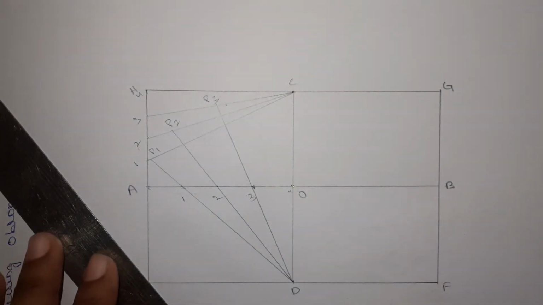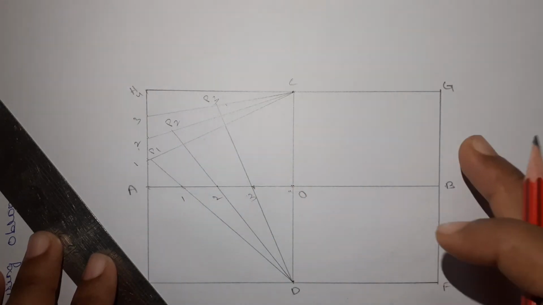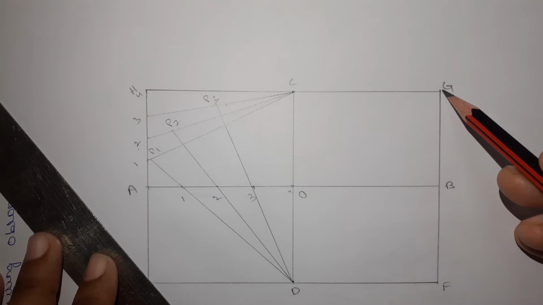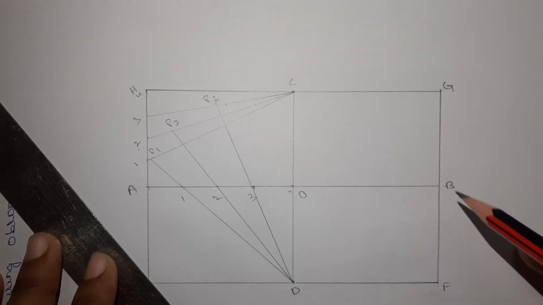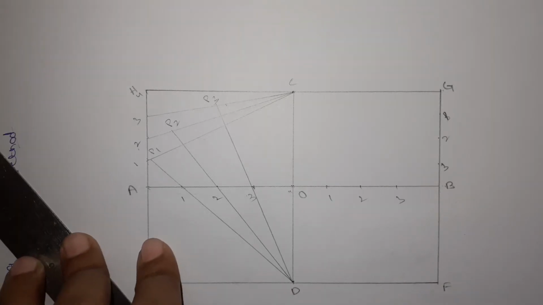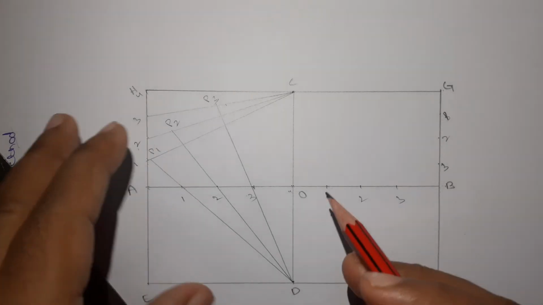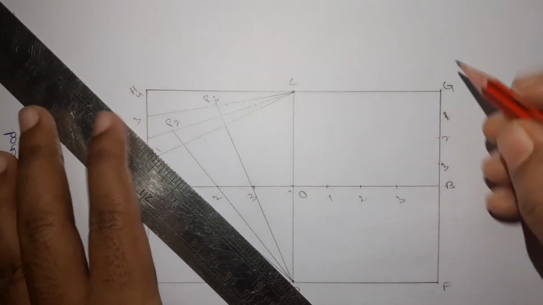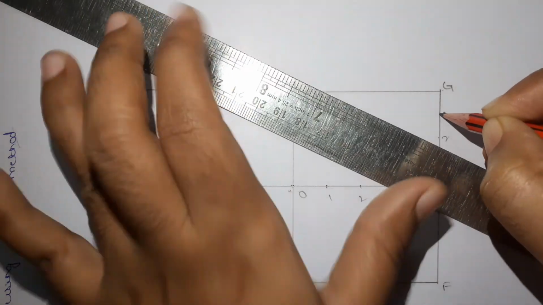In the same way, divide BG into number of divisions and also OB into equal number of divisions. So in the same procedure, divide this rectangle also and join from C.